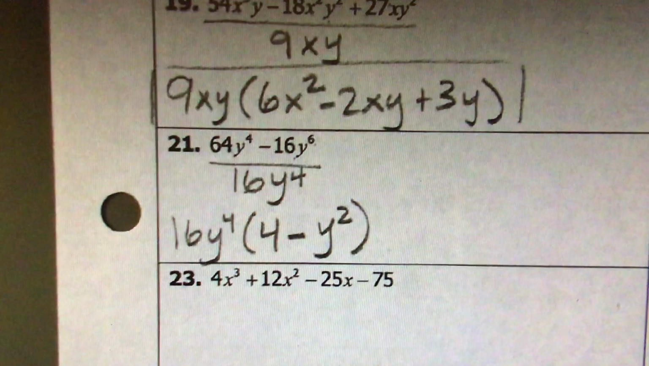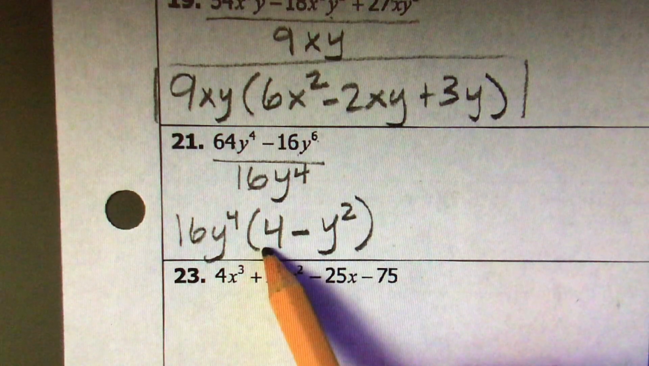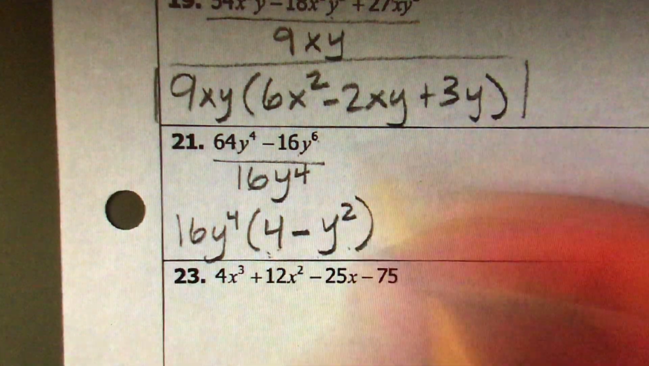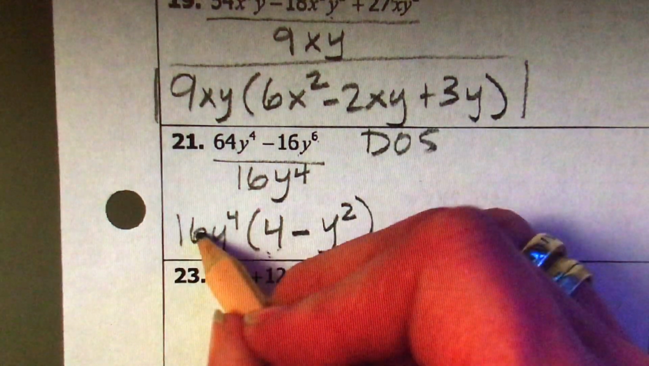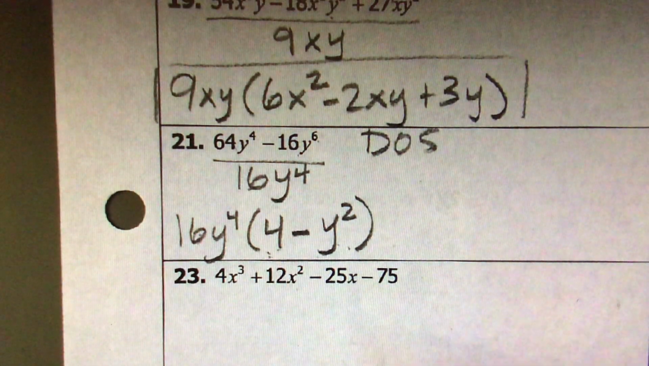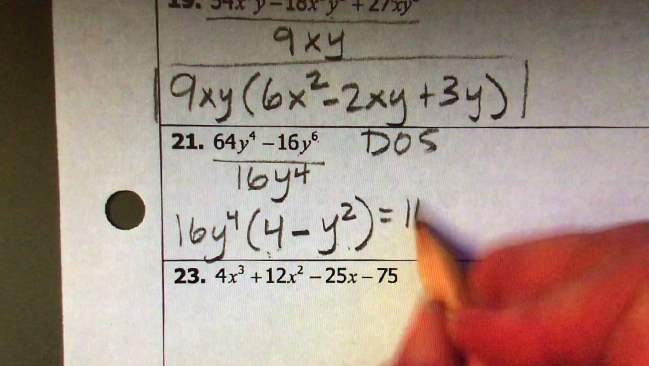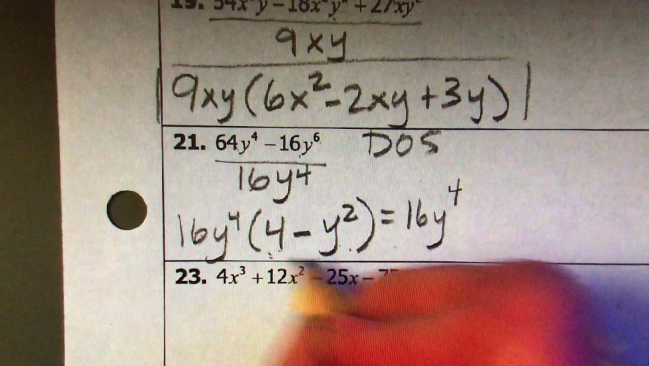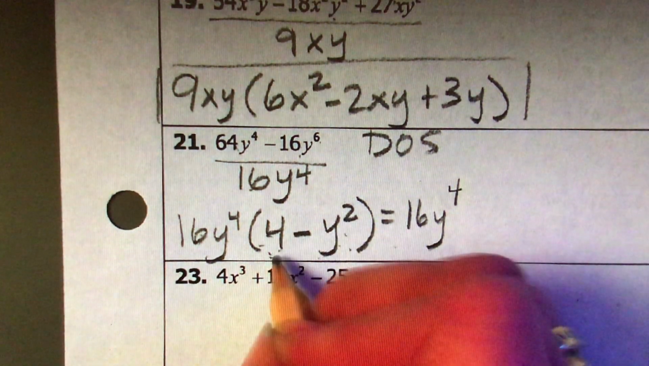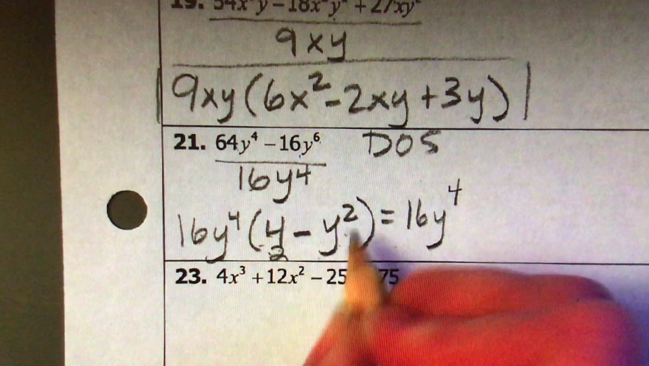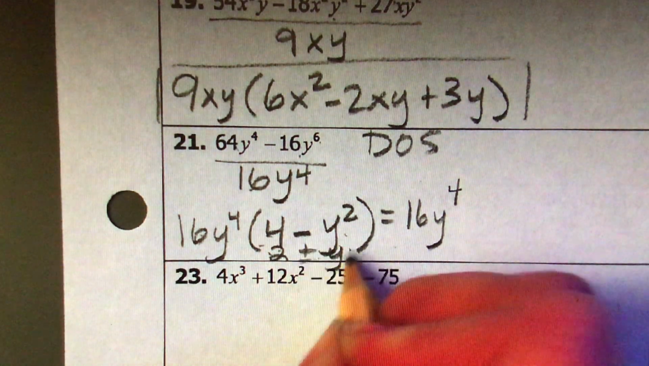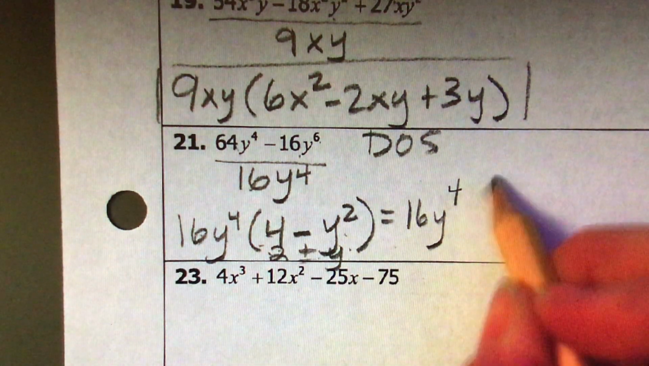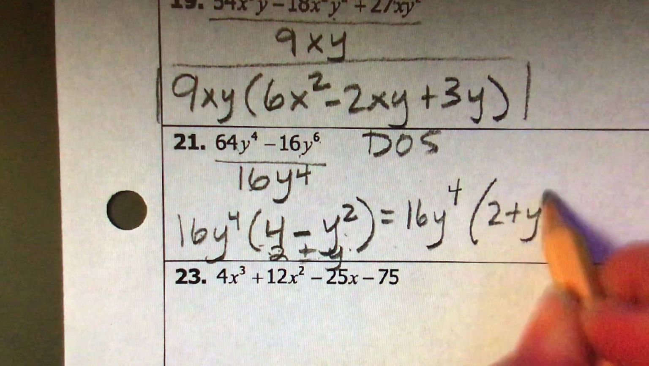Now this is kind of interesting because these are actually a difference of squares. We've got a GCF and a DOS, which is a difference of squares. So hold on to what you factored out and think about the square roots of these. I've got 2 as the square root of 4, and y as the square root of y squared, and this becomes 2 plus y times 2 minus y.